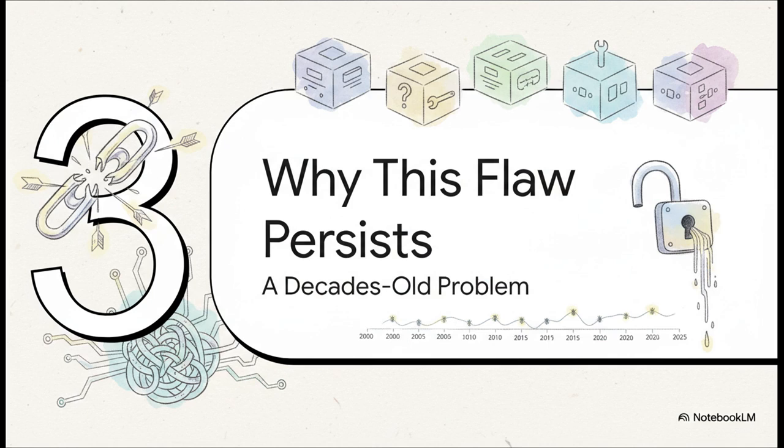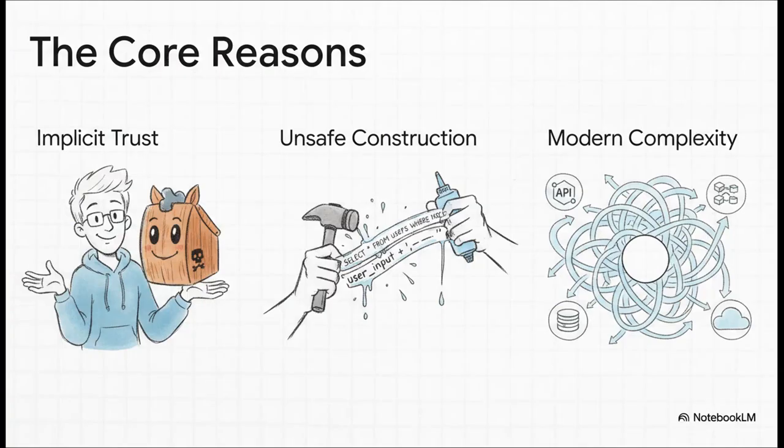So the big question is, if we've known about these attacks for decades, why are they still everywhere in 2025? Why do smart developers keep building applications that are vulnerable to them? Well, the reasons are pretty deeply tied to how we build software today. Really, it comes down to 3 main things. First, developers just implicitly trust the data coming in. They assume input from a form or an API is safe. It never is. Second, bad habits, like building commands by just mashing strings of text together.